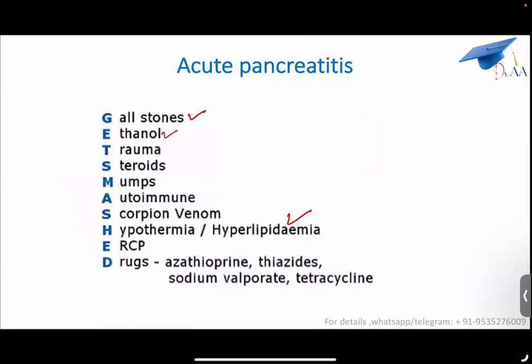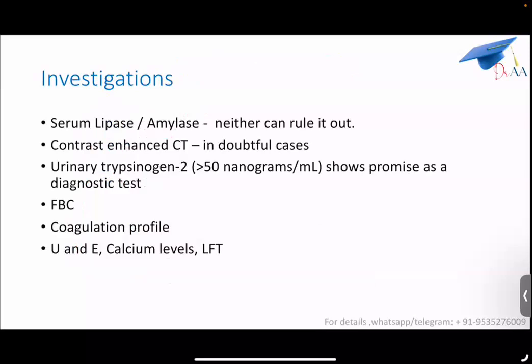Other causes you can also remember with a mnemonic known as GET SMASHED, where G stands for gallstone, E for ethanol, T for trauma, S for steroids, M for mumps, A for autoimmune antibodies, S for scorpion venom, H for hyperlipidemia, E for ERCP, any procedures you are doing, and D for certain drugs like sodium valproate and thiazides, which can also cause acute pancreatitis.